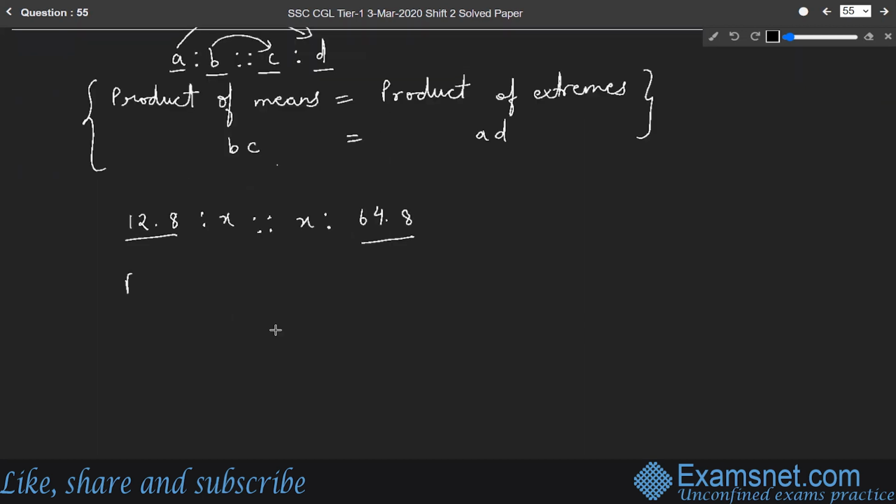Okay. So, product of extremes is equals to product of means.